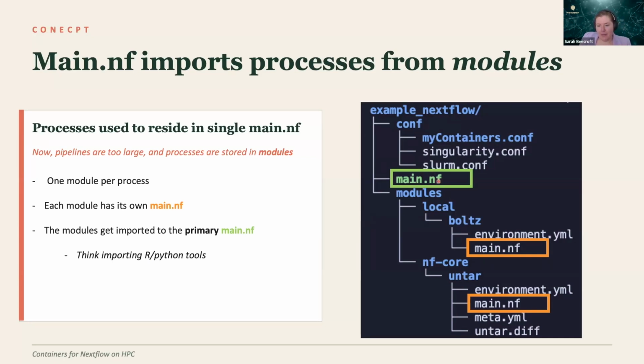So rather than having a 10,000 line main.nf with everything all at once, it says, all right, I'm going to pull in this process, which is stored as modules/local/bolt/main.nf, and we'll pull it in at runtime.